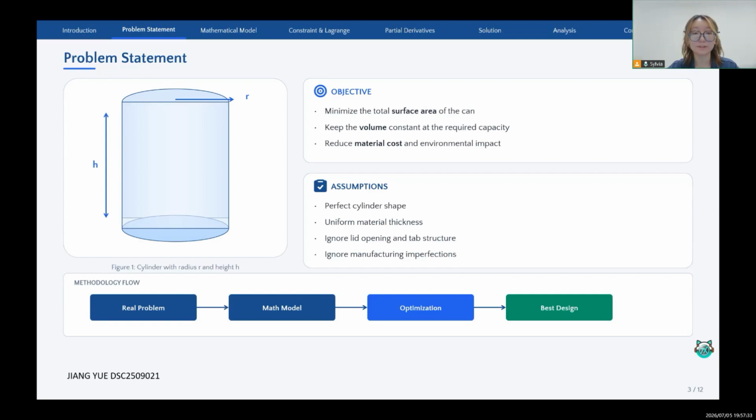This is our full research process. Start with a real factory problem, turn it into a math model, use calculus to calculate the best size, and finally get the most cost-efficient can design. That's all for my sharing.